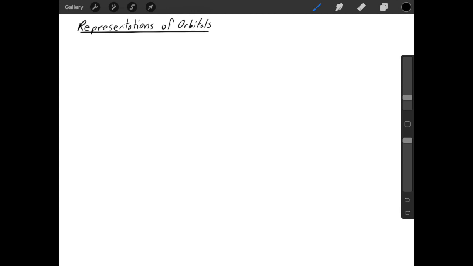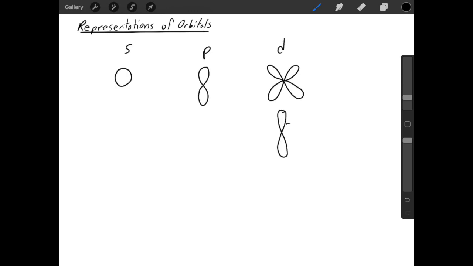There are three types of orbitals that we'll encounter most often, and they are S, P, and D. So the S orbitals are spherical, the P orbitals are dumbbell shaped, and the D orbitals can have a couple of different shapes. We'll start by looking at the S orbitals in a little bit of depth.